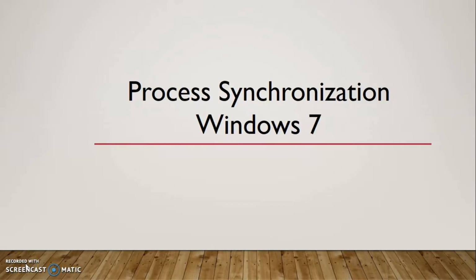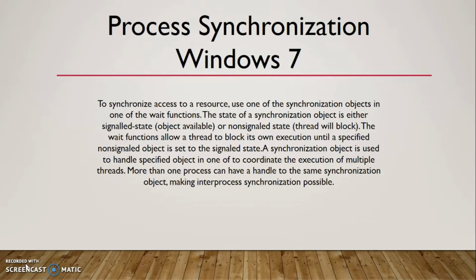So today I would like to talk about process synchronization in Windows 7. As we already know, process synchronization means sharing system resources by processes in such a way that concurrent access to shared data is handled, minimizing the chance of inconsistent data. Maintaining data consistency demands mechanisms to ensure synchronized execution of cooperating processes. So this is process synchronization in Windows 7.